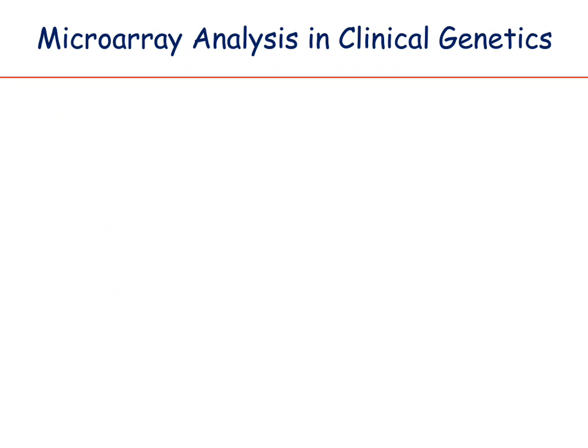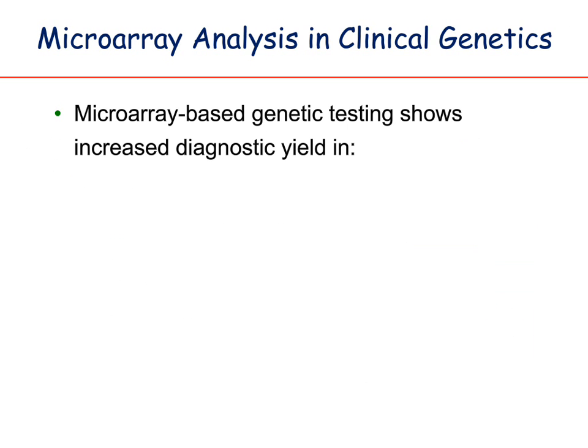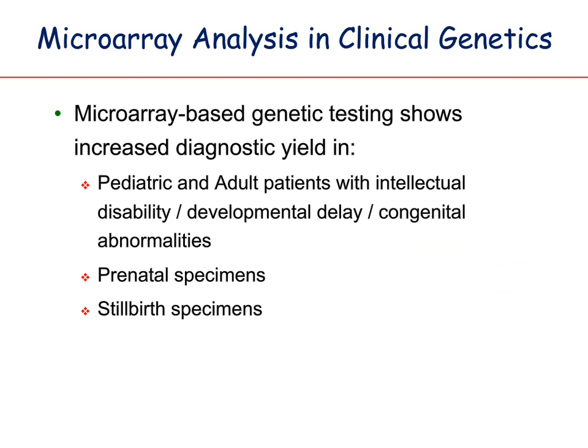Microarray analysis in clinical genetics has really exploded over the last, I'd say, 6 or 7 years. Its diagnostic yield has been well documented in pediatric and adult patients that have intellectual disability and/or developmental delay and/or congenital abnormalities. I was involved in the prenatal study that came out of Columbia that again demonstrated its clinical utility in prenatal specimens. And later on, I'll speak about the clinical utility in stillbirth, again a big NICHD trial that was done here at Columbia together with the RTI group and the NICHD.